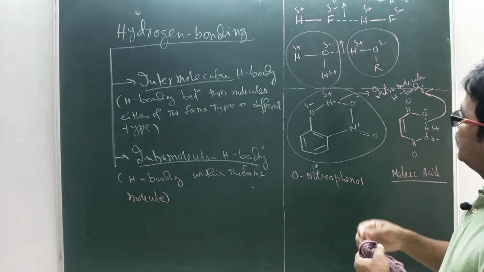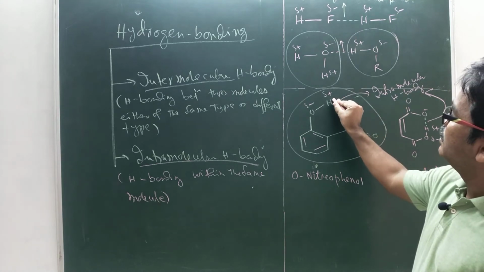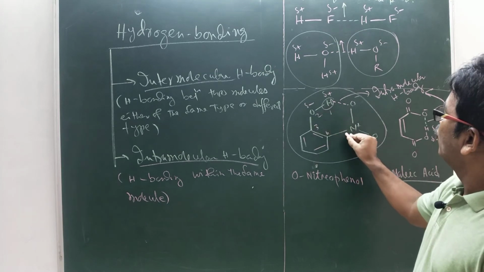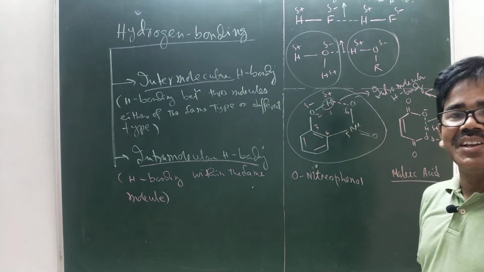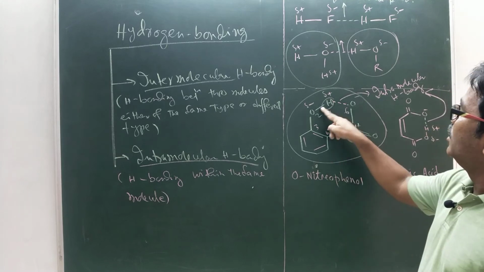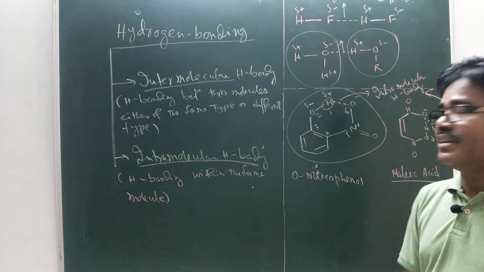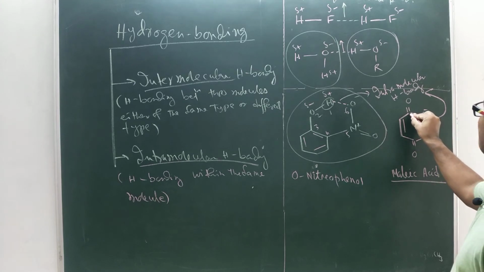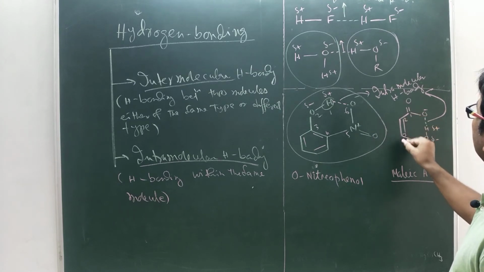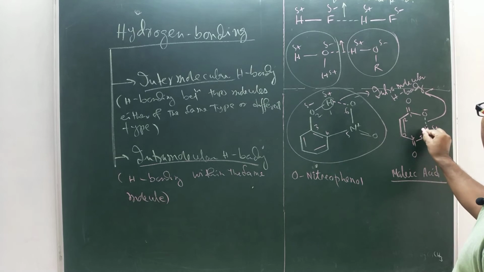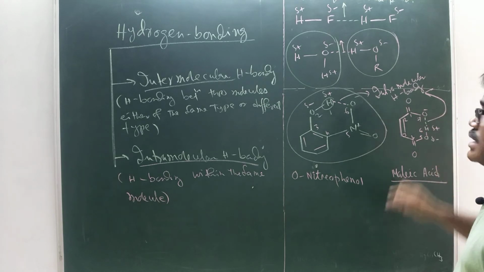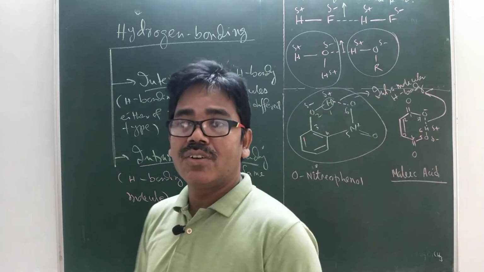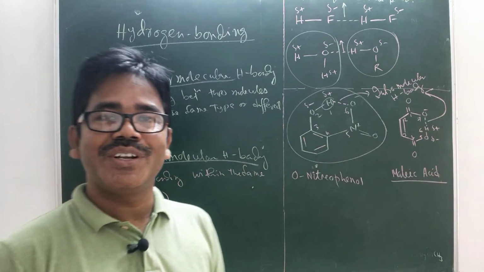If we start with this, there are 6 atoms in the ring. In this case, if we start from this carbon, this is 1, 2, 3, 4, 5, 6, 7. This is a 7-membered ring. Due to intramolecular hydrogen bonding, a ring formation takes place.